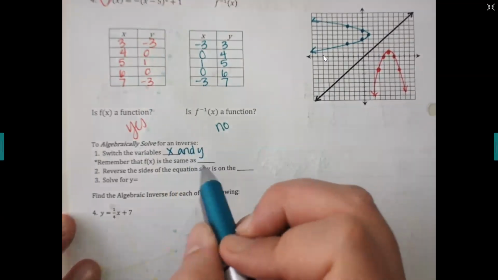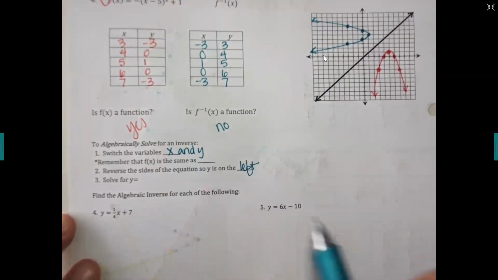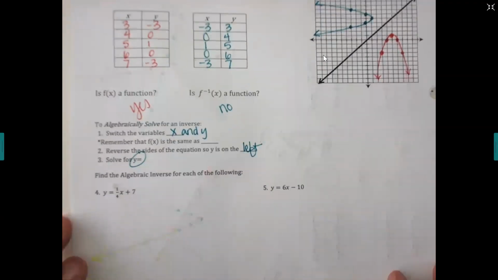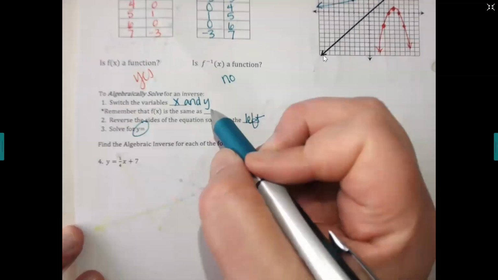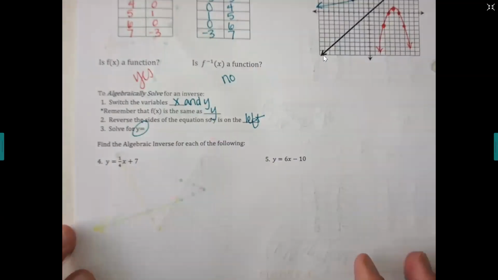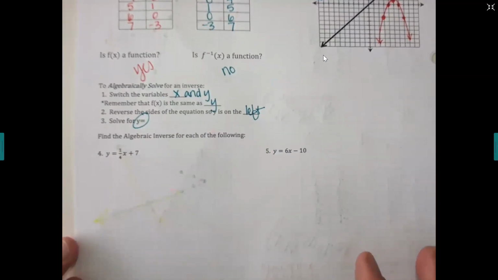And then you're gonna reverse the sides so that y is back on the left, and then you're gonna solve for y equals. Remember that f of x and y are the exact same thing. So let me show you how this works. It shouldn't be too difficult. Take a look at number 4.